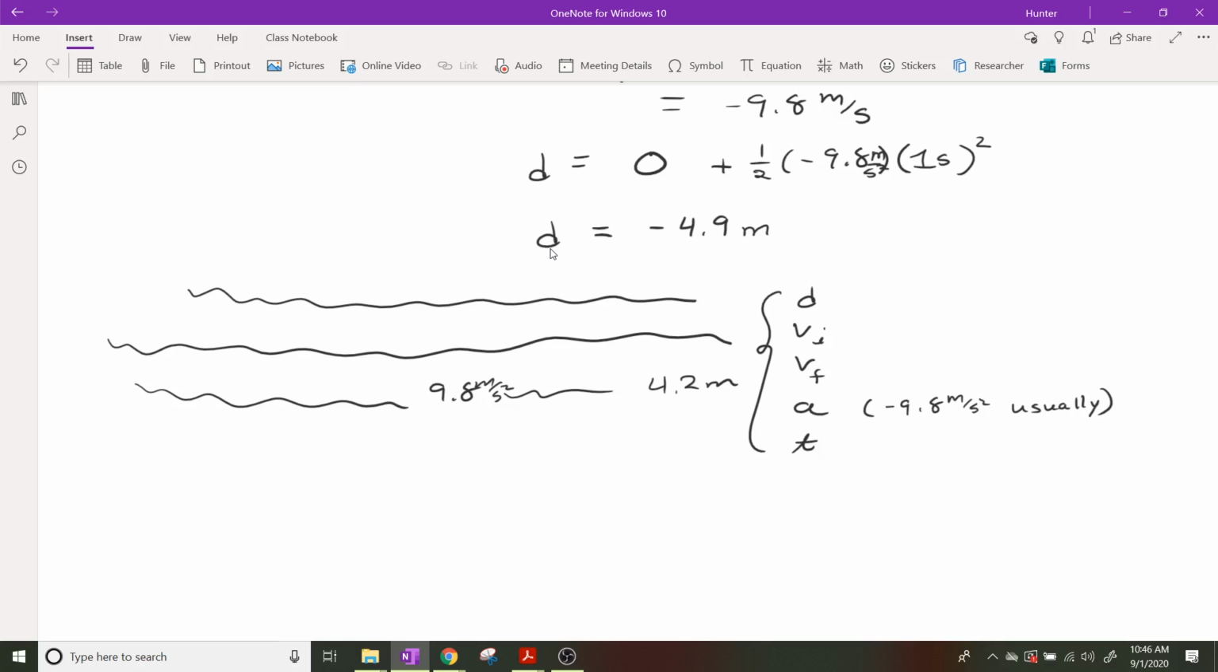Okay? But I think I'm going to stop there, and we'll try either kinematic graphs or these kinematic equations tomorrow. I don't want to go too fast, but at the same time, we have things to do.